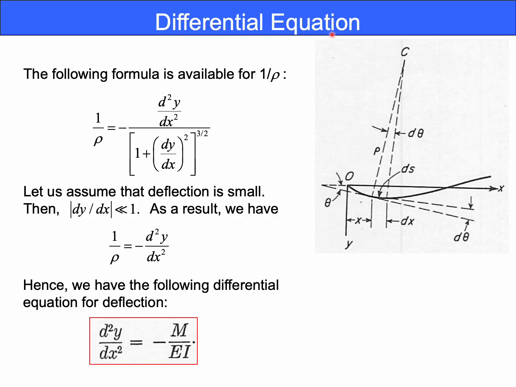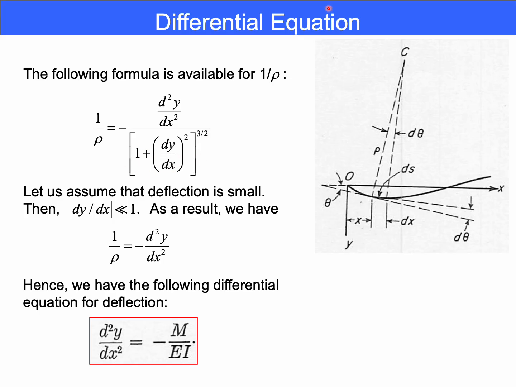This slide begins with the exact mathematical curvature formula, where y, the deflection, is a function of x. This is a very mathematical expression. The curvature includes in the numerator the second derivative of the deflection y, and in the denominator the slope, the first derivative of the deflection, as you see here.